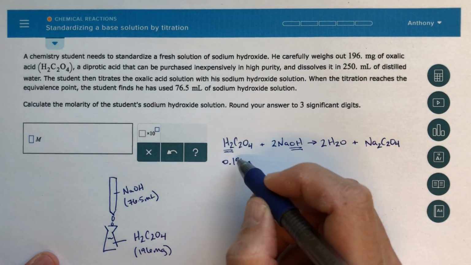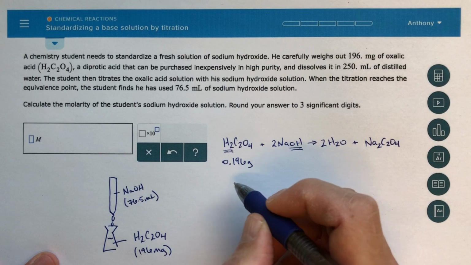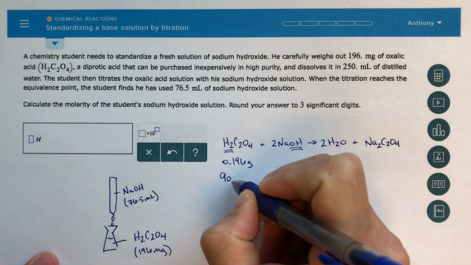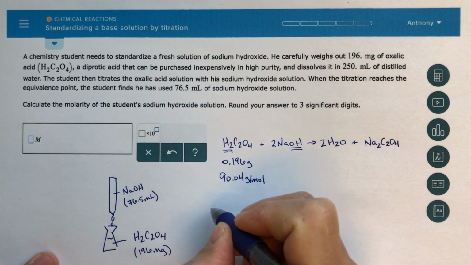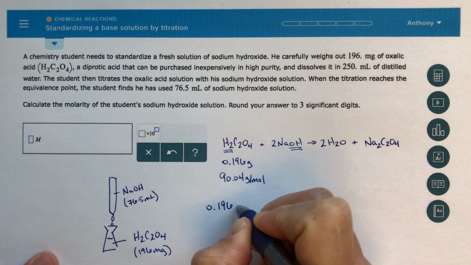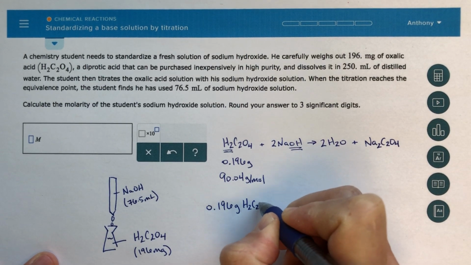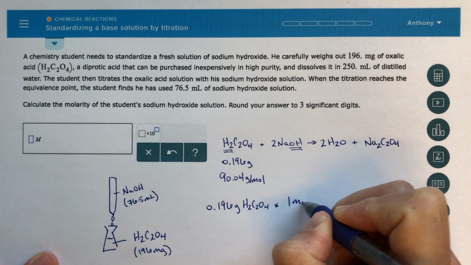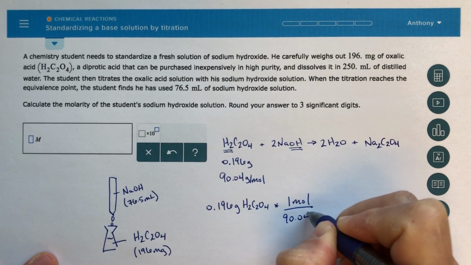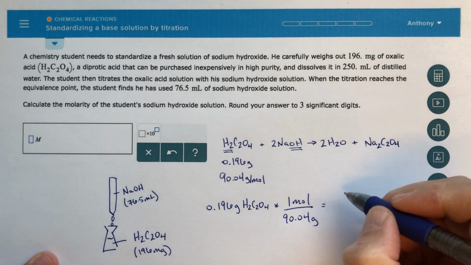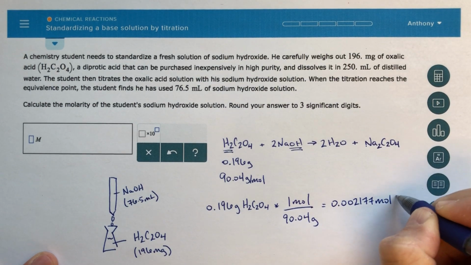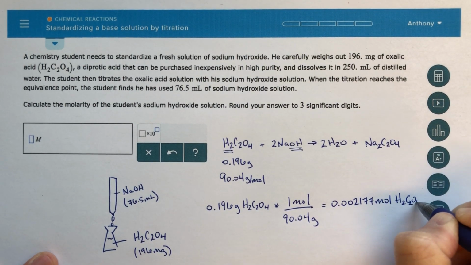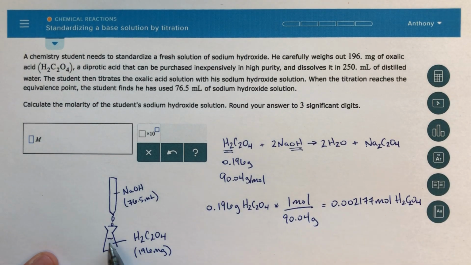Okay, so now I'm going to figure out, if I've got a number of grams of my acid, I can calculate the molar mass, which is 90.04 grams per mole. Then I can figure out how many moles of that acid, and I said that was the important part, how many moles of this H2C2O4 you're going to have, times 1 mole over 90.04 grams. And that gives us 0.002177 moles of our acid, H2C2O4. So that tells me that in this reaction flask down here, I've got this number of moles of H2C2O4.